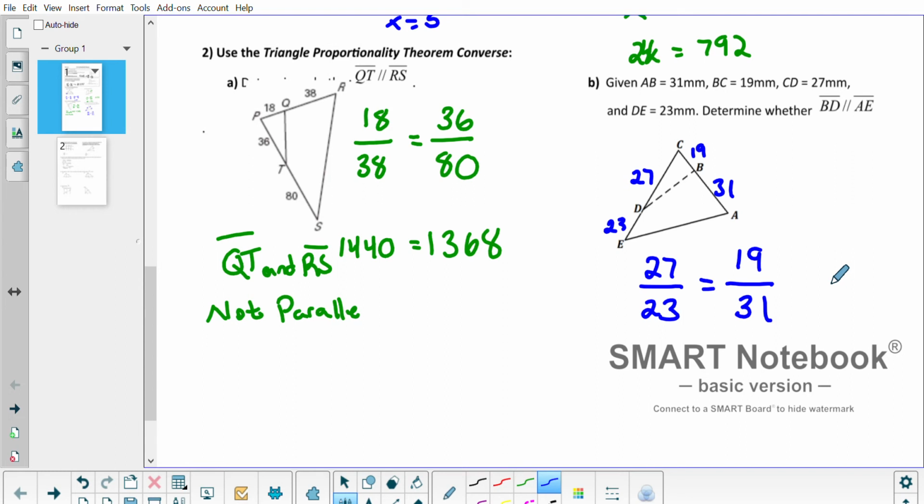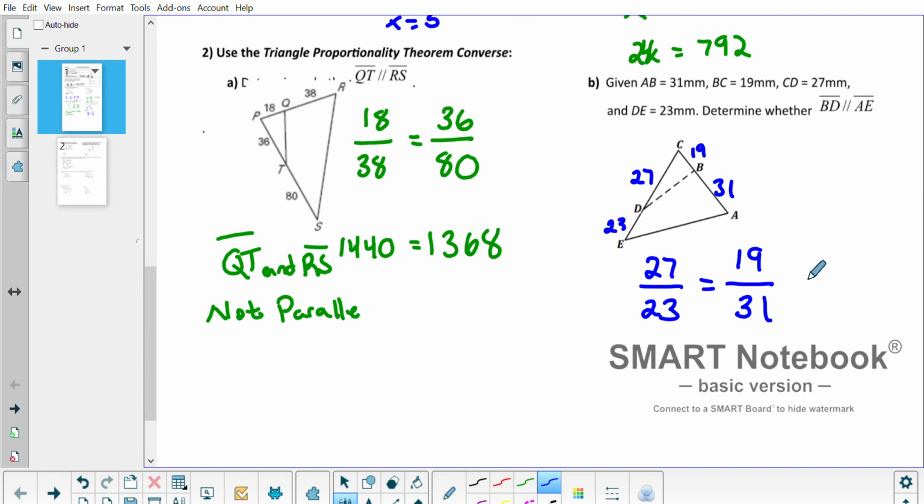Just by looking at this here, guys, it should be very obvious that these are not going to be proportional. In this first ratio, the numerator is larger than the denominator. In our second ratio, the numerator is smaller than the denominator. So these are probably not going to work out, but let's use our cross products just to prove that they will not be.